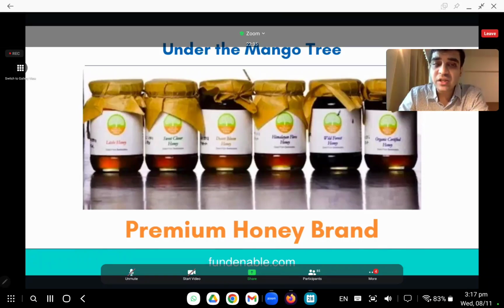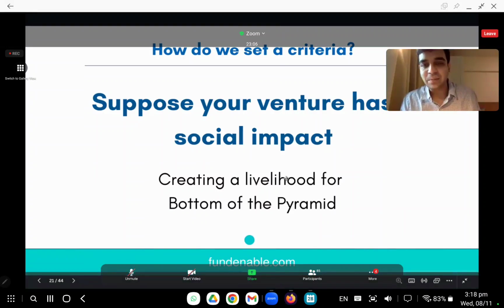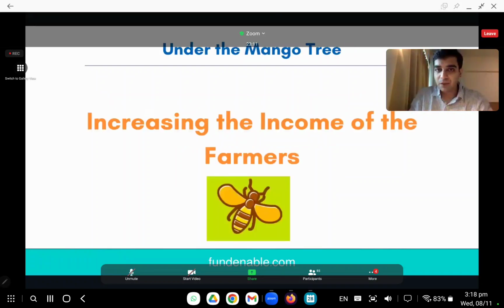So positioning this business was very, very critical. They could have just said, you know what, we are a honey brand. They could have reached out to investors and said, hey, we are a honey brand wanting to raise a round of capital. But look at the way they have positioned it. They are calling this a for-profit social impact venture, which is creating livelihood for the bottom of the pyramid. Yes, our objective is to make profits, but while we are doing that, we are impacting marginalized farmers. And they are bringing out this story in their pitch, right?